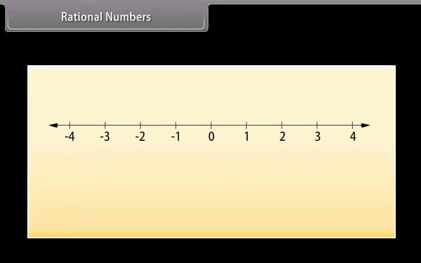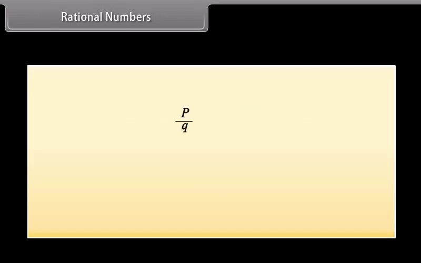Rational numbers. Now if we see between the numbers 0 and 1 or 1 and 2, we will see numbers like 1 by 4, 3 by 4, and so on. The collection of these numbers is called rational numbers. Rational numbers are denoted by the symbol Q. Rational numbers are written in the form p by q, where p and q are integers and q is not equal to 0. Is 2 a rational number?